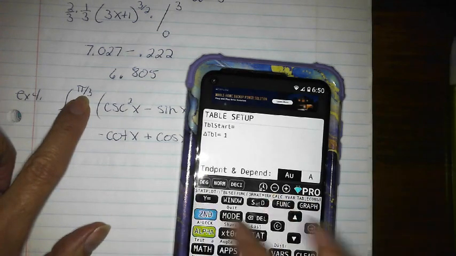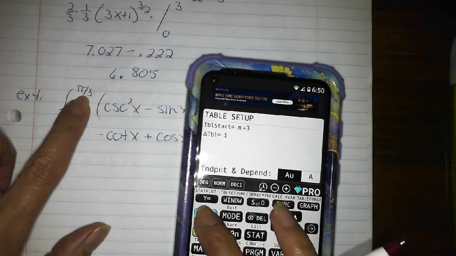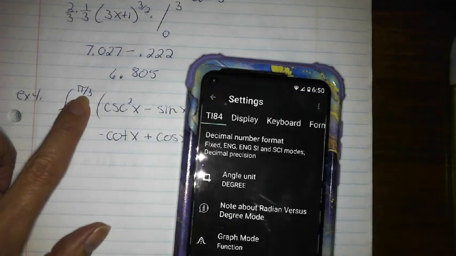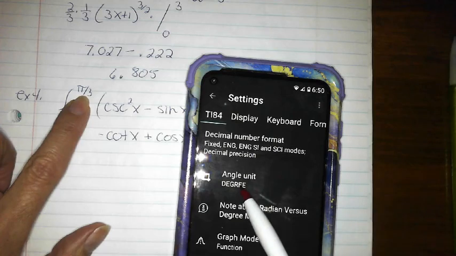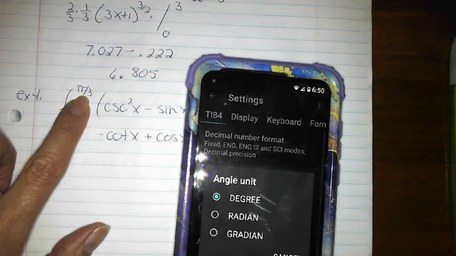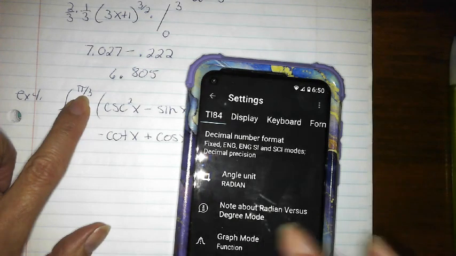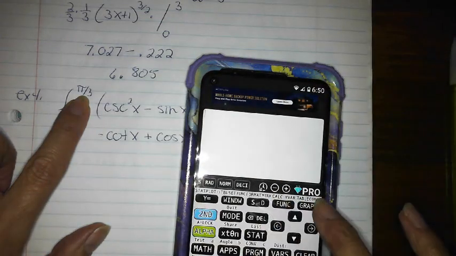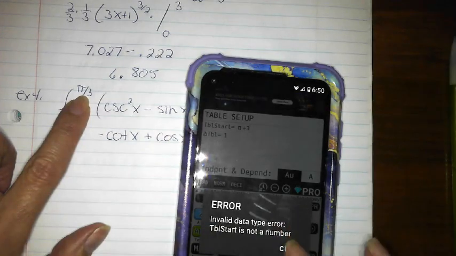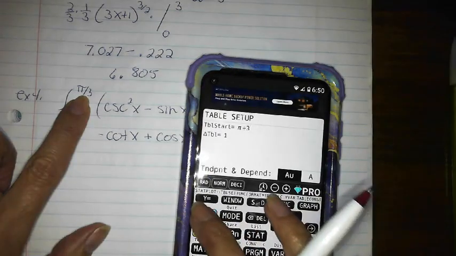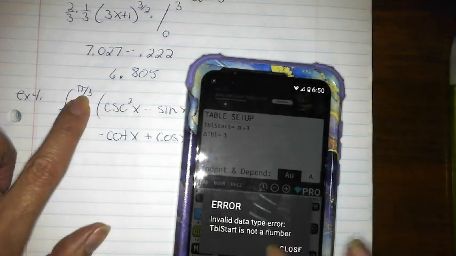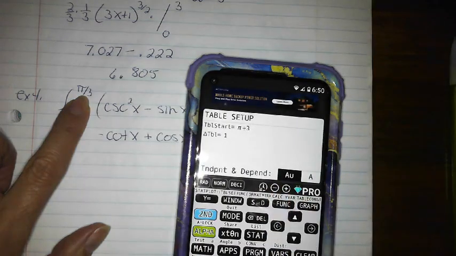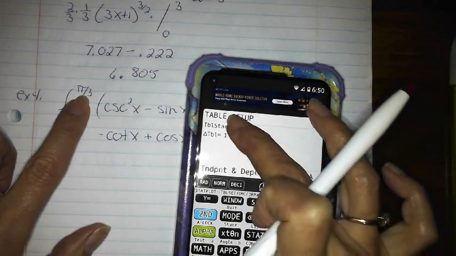So pi divided by 3. Let me check my mode. Whoa. Oh, I'm in degree. I haven't used this before. Radian. Okay. Back. Second table. Error, invalid data type, table start is not a number. Well, it doesn't like my pi divided by 3. That's just this phone doing that.